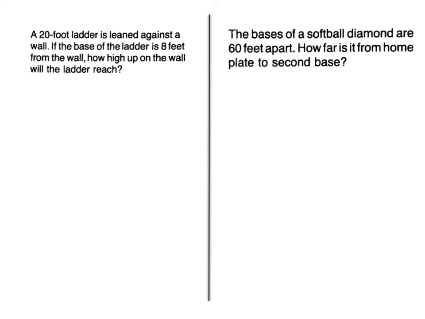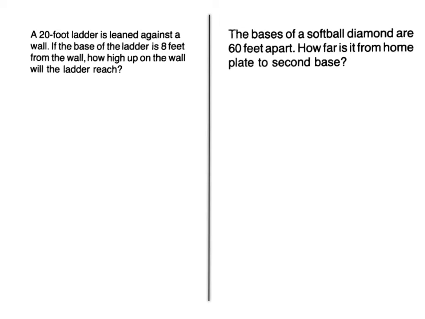All right, today we're going to take our Pythagorean theorem problems and take them a step further. We're going to solve word problems with the Pythagorean theorem. The first thing I want you to do after reading the situation is to draw a picture of what you're looking at. So in the first problem here, we have a 20-foot ladder leaned up against a wall.